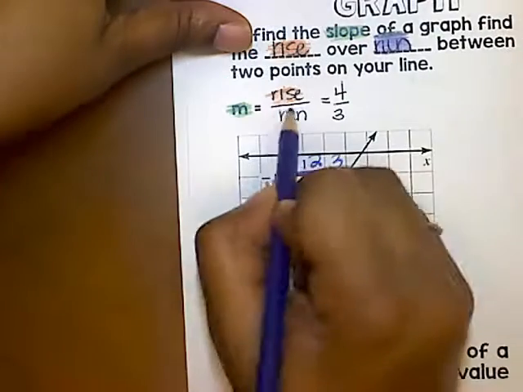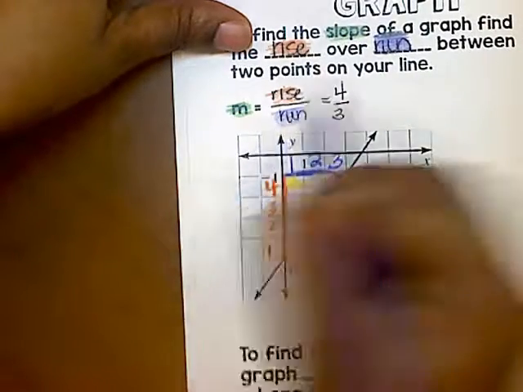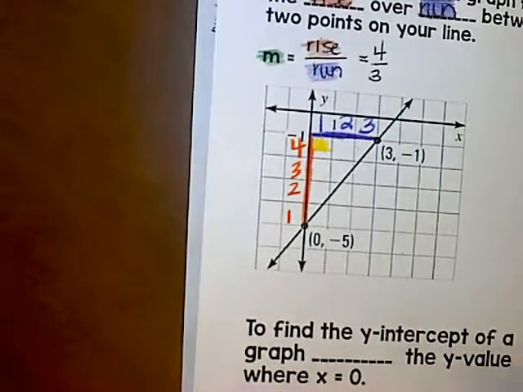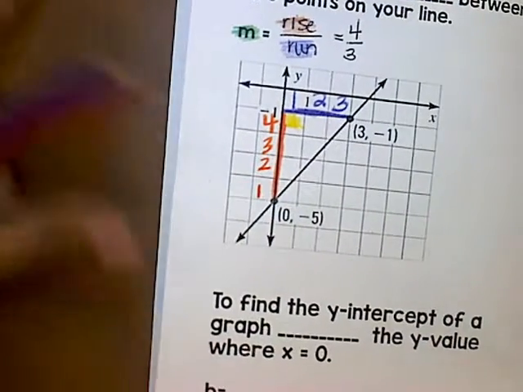And so that is going to be our slope. Our slope is 4/3. We can't simplify this. If we did, it would be like 1 point something. So we just leave it as a fraction when it comes to writing in our equation.